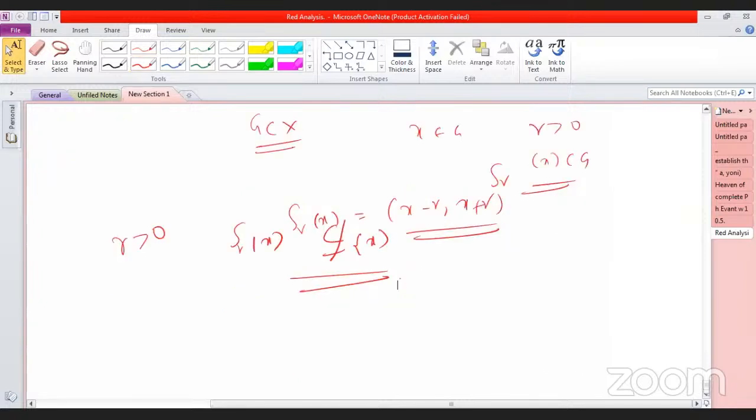Yes sir, yes. The interval (a, b) is not an open subset of R for any r greater than 0.